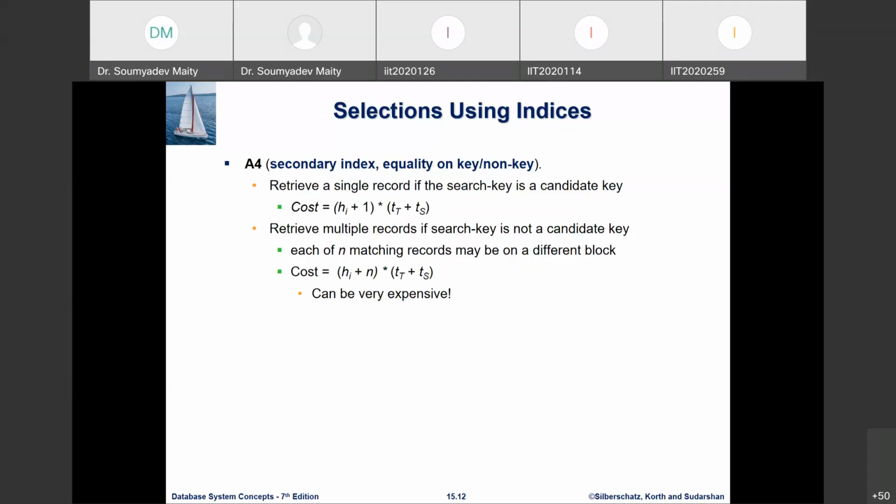Why can it be more than a linear search? Think about it. Think about this by yourself. It may come in your exam. Think by yourself: why in some cases can the cost be more than a linear search?